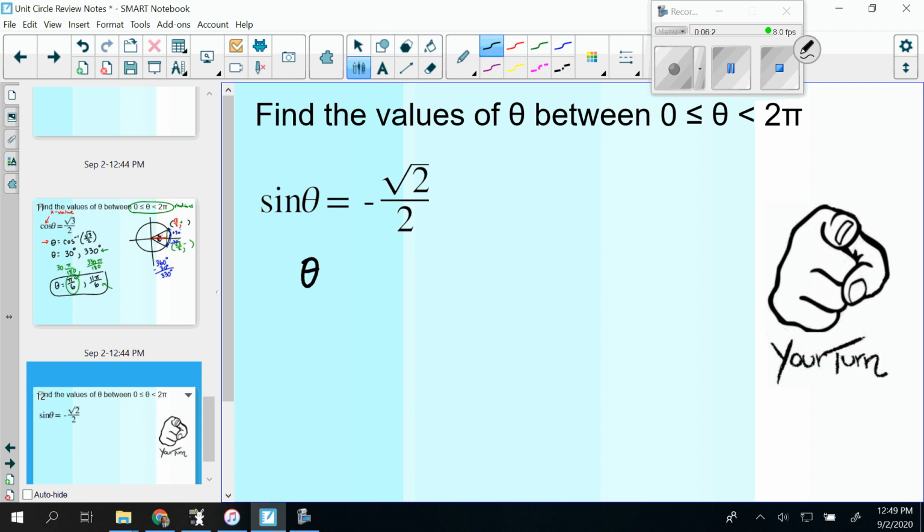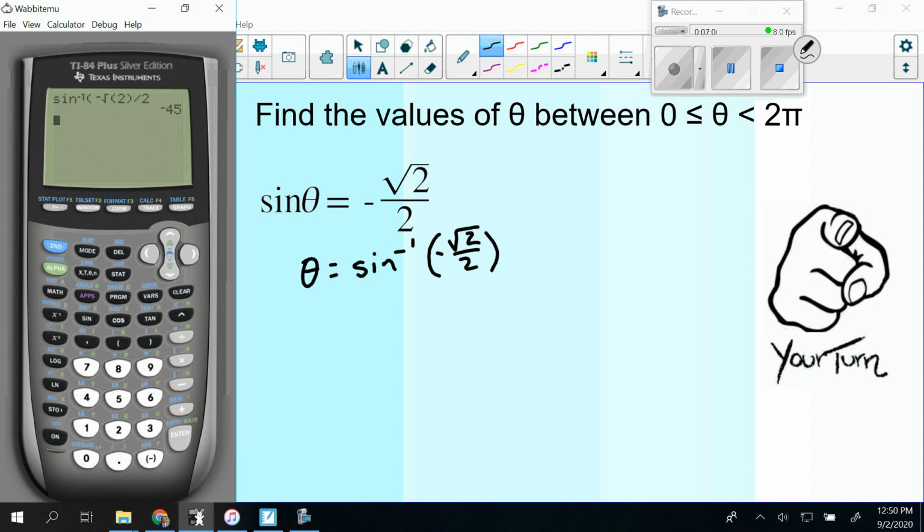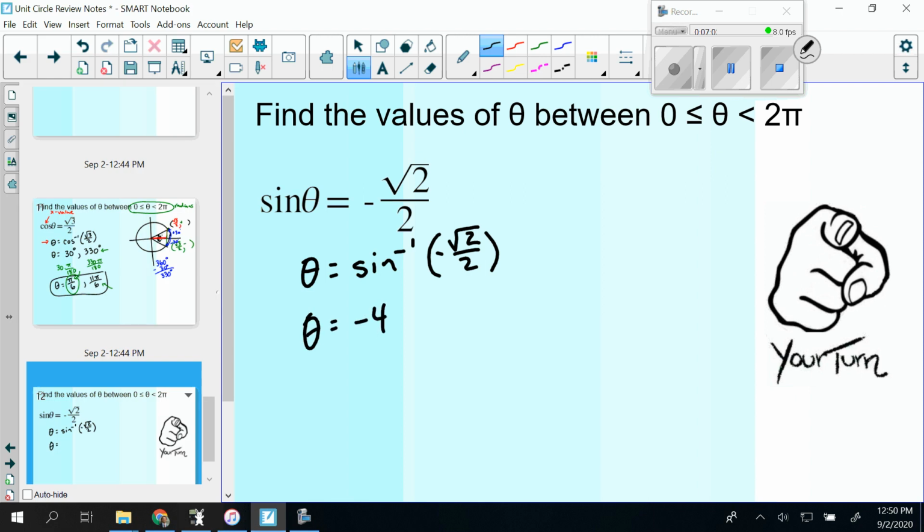If we do inverse of sine, and remember this is talking about a y value now of negative square root of 2 over 2. Let's see what we get here. I'm going to go back to 100 degrees here. So inverse sine of negative square root of 2, close that up over 2, and we get negative 45 degrees. So that's telling us one of our angles here is negative 45.